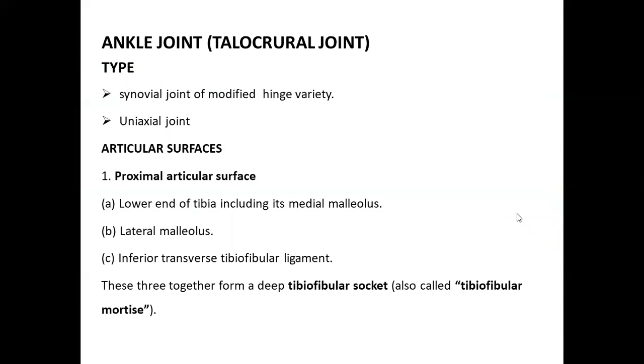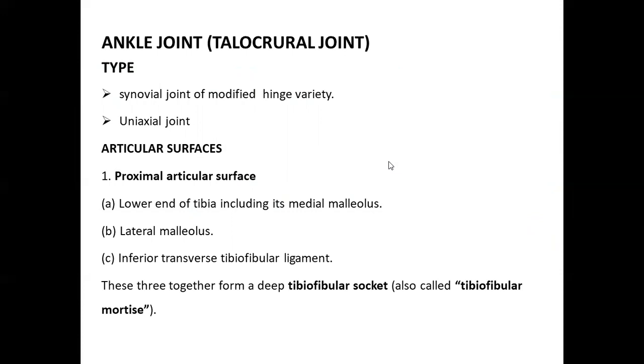Coming to the ankle joint, an important joint. Ankle joint is also known as the talocrural joint. It is a synovial variety of joint. It is a uniaxial joint. I suppose you know what a uniaxial joint is. इसमें एक axis पर movement होगी, and it is a modified hinge variety of joint.